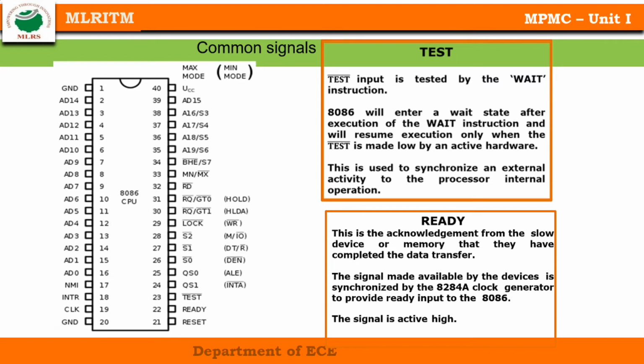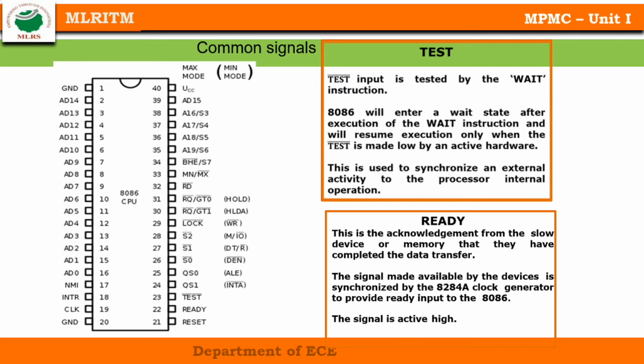Next is the test signal. The test input is tested by the wait instruction. 8086 will enter the wait state after the execution of the wait instruction and will resume execution only when the test is made low by the active hardware. This is used to synchronize the external activity of the processor with internal operations.